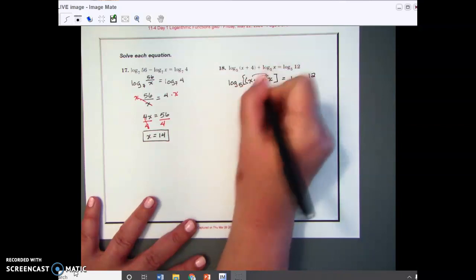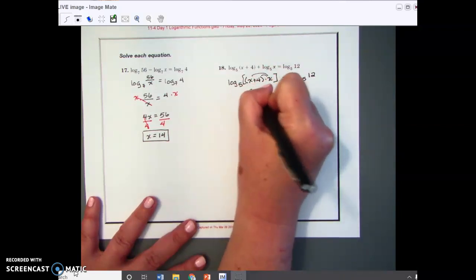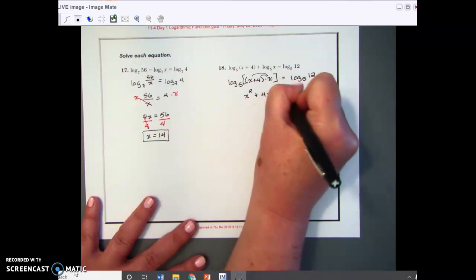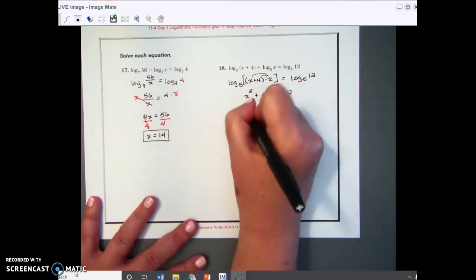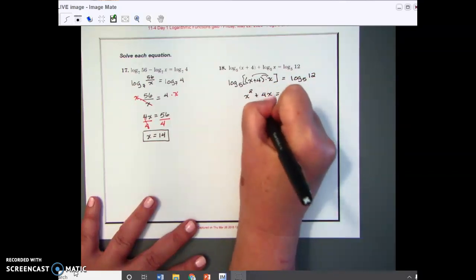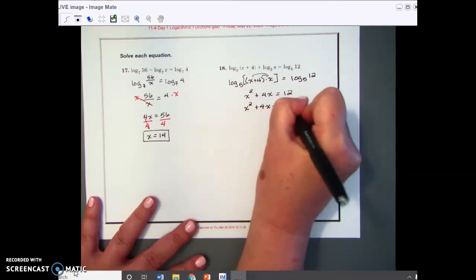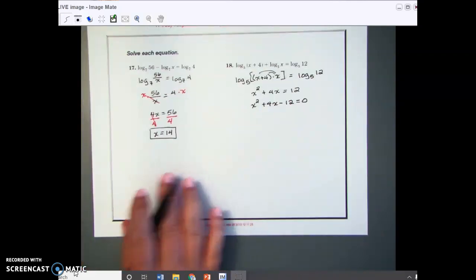So I'm going to go ahead and distribute the x. So I have x squared plus 4x is equal to 12. So then if I subtract 12 from both sides, we end up with this quadratic.